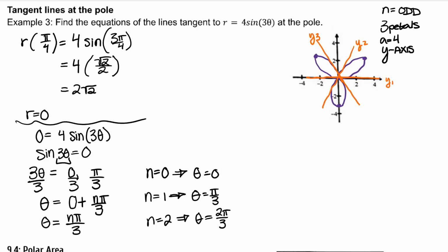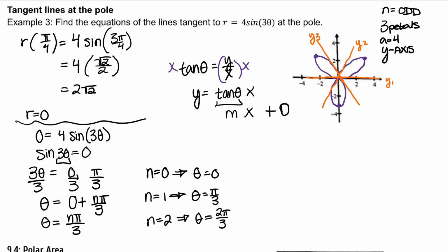Now, instead of using point slope form, I'm going to use the idea that tangent of theta is equal to y over x. And if I solve for y by multiplying both sides by x, I literally have y equals mx plus b. So you have your slope-intercept form right there. So if you only have an angle and you know that it goes through the origin, then we don't need to consider any other points, and we can create the equation of each tangent line.